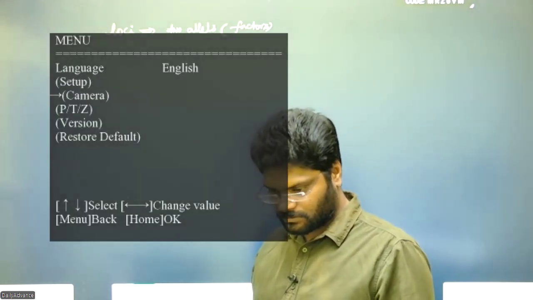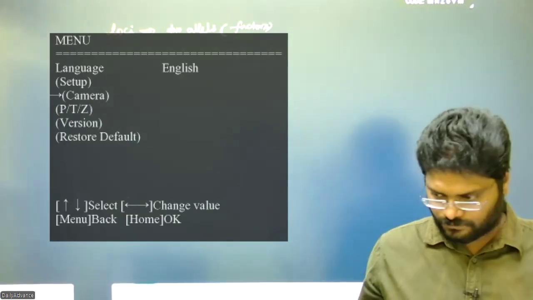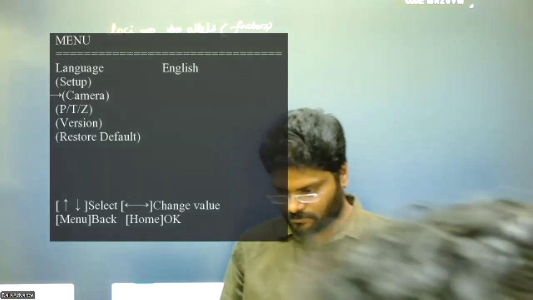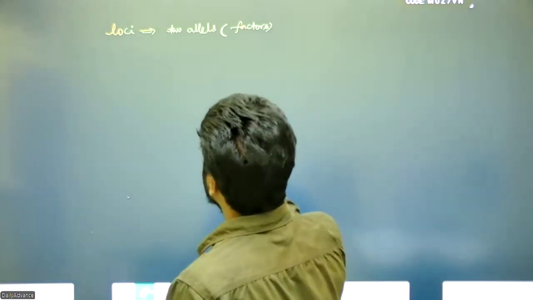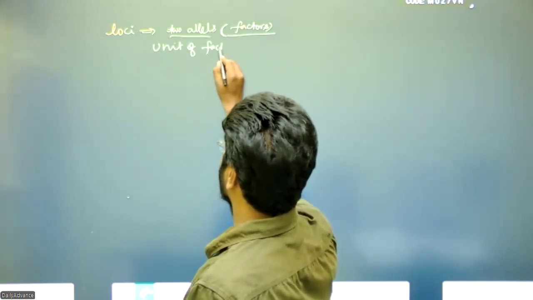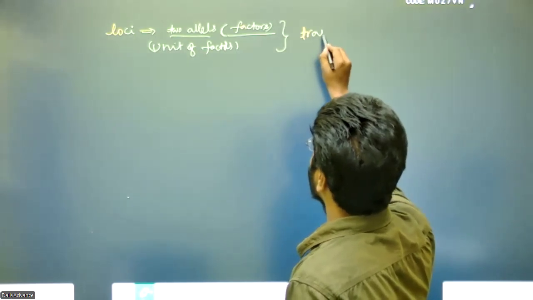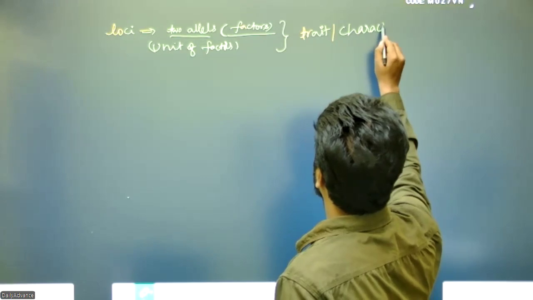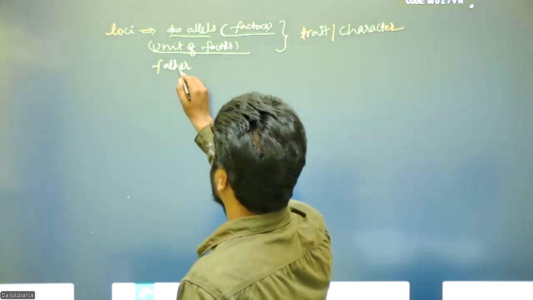Two alleles are a unit of factor. So the law of unit factors: factors are responsible for the formation of a trait, or character. In this unit, one comes from the father, another one comes from the mother.